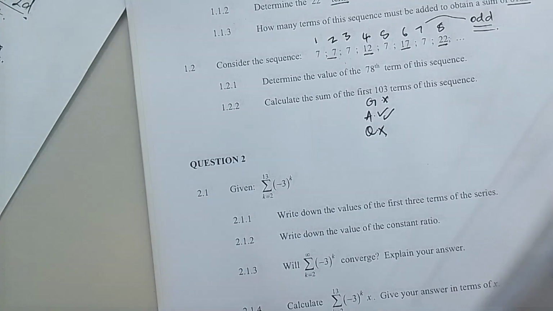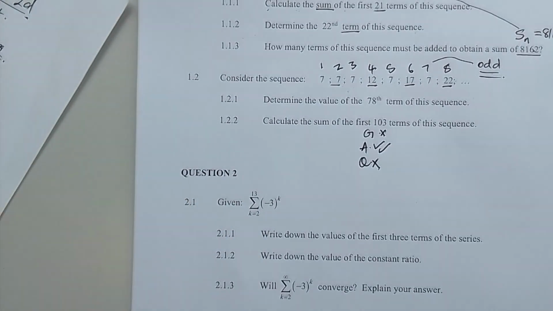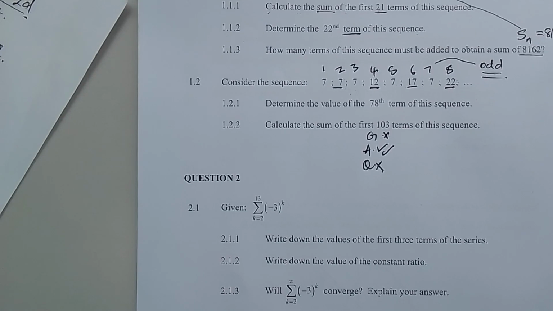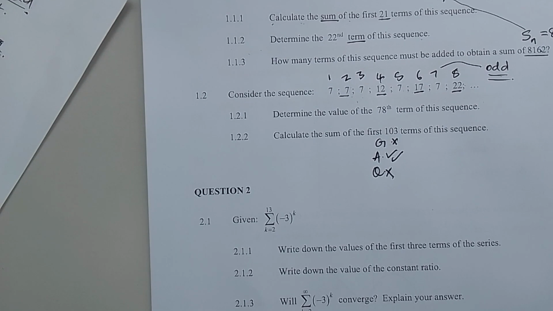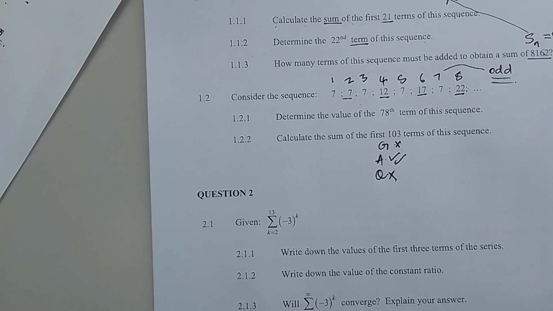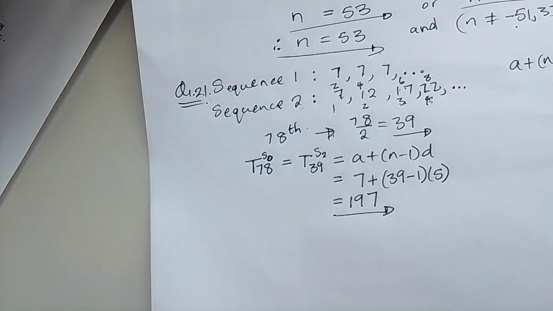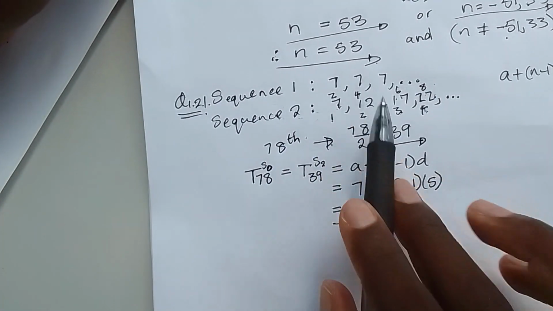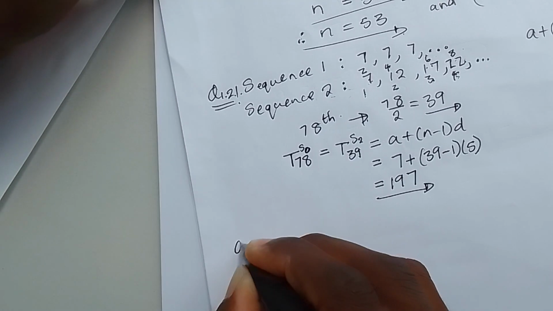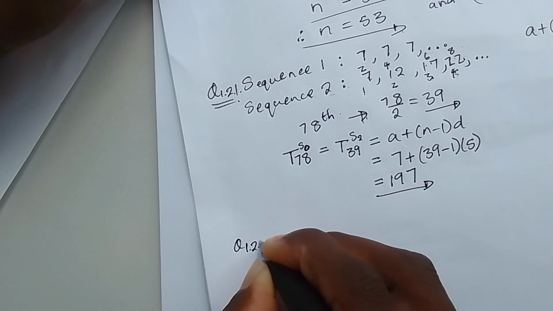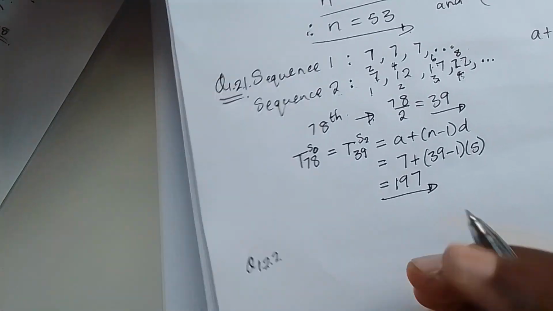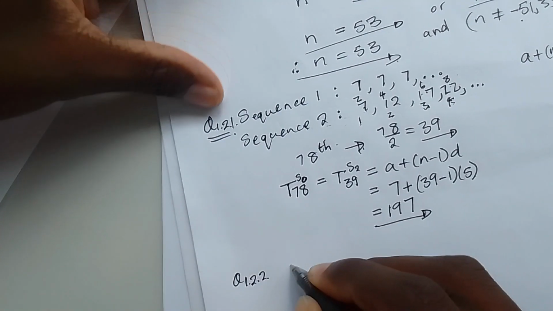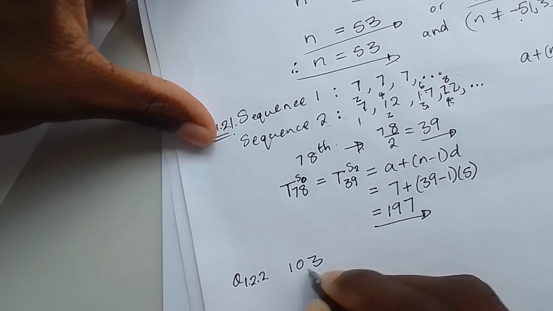Let's go to the next question. The next one says, calculate the sum of the first 103 terms of this sequence. Once again, we separate the sequences. We already did that. We are doing question 1.2.2. The sum of the first 103 terms.